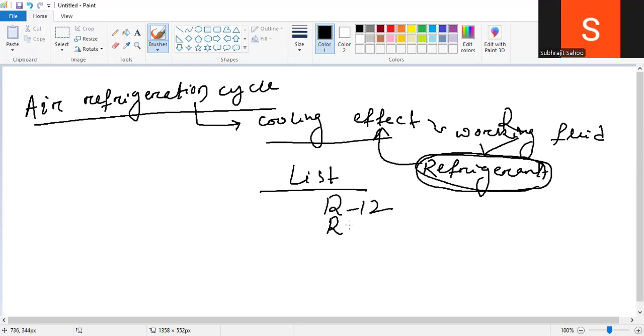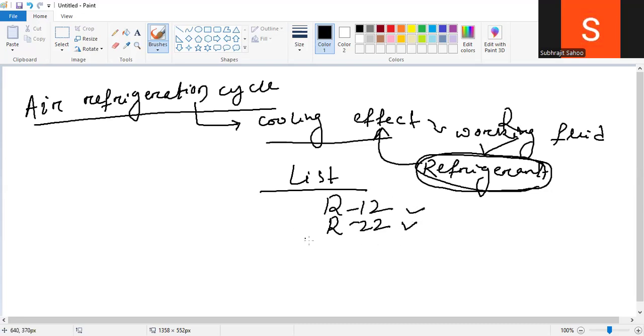Okay, R22, one refrigerant name. These are several gases, and they are given names by some nomenclatures. This is called refrigerant nomenclature. So in the next unit we will discuss that. So R22, like this, several refrigerants are there.